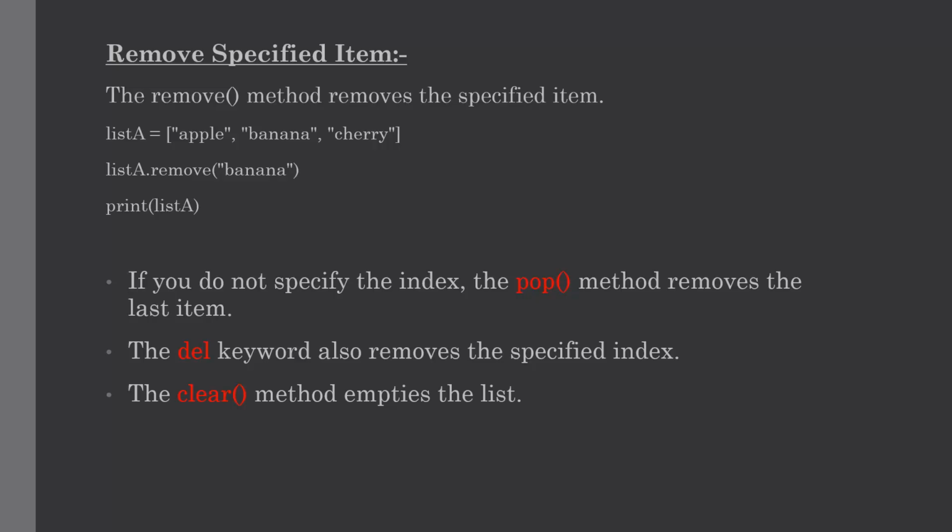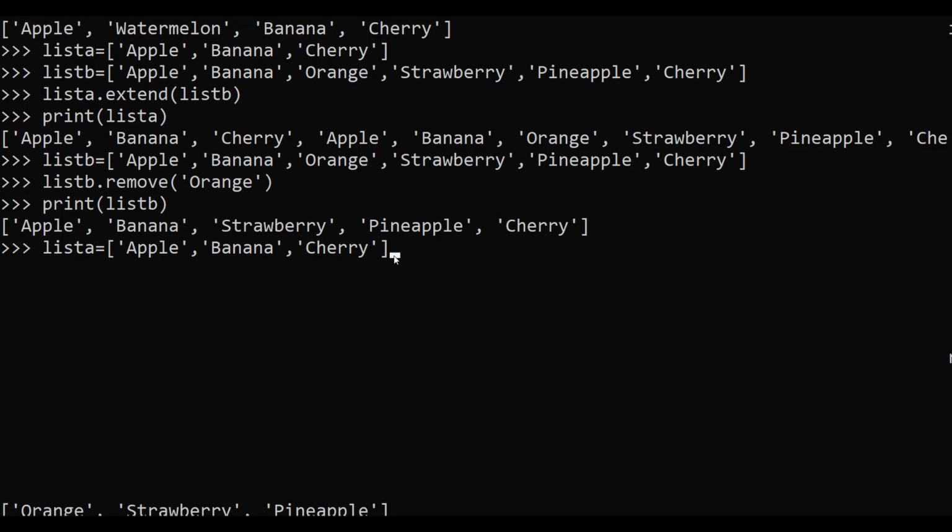If you want to remove an item at a specified index, we use the pop method or the del keyword, which removes the item at the specified index. So for example, let's consider a list A having 3 items. Hit enter. If you want to remove the item having the second index, which is the third item, we use the pop method or the del keyword.